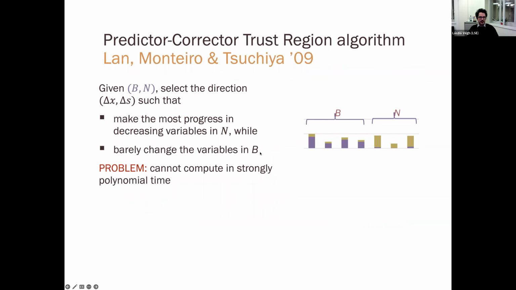And in hindsight, this is what the Lan-Monteiro-Tsuchiya algorithm was doing, although it was also a kappa star algorithm. They didn't look at straight line complexity or ask these questions, but we in hindsight realized that they detect this same partition, and what they do with a trust region step is to explicitly try to compute the direction which makes the most progress on decreasing the variables in N while barely moving the variables in B. Again, the problem is that this step we don't know how to compute in strongly polynomial time. The running time dependence will be on B and C.